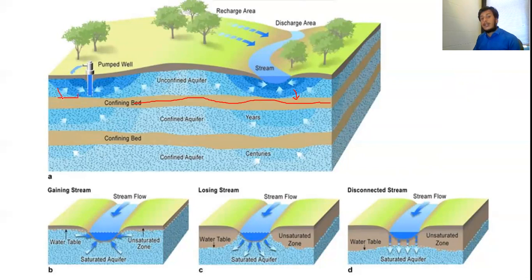That is why we call them impermeable layers, which block the water movement. The water above the single confining layer is called the unconfined aquifer. So this is the surface. This is not the confined surface. And this is the confined surface.